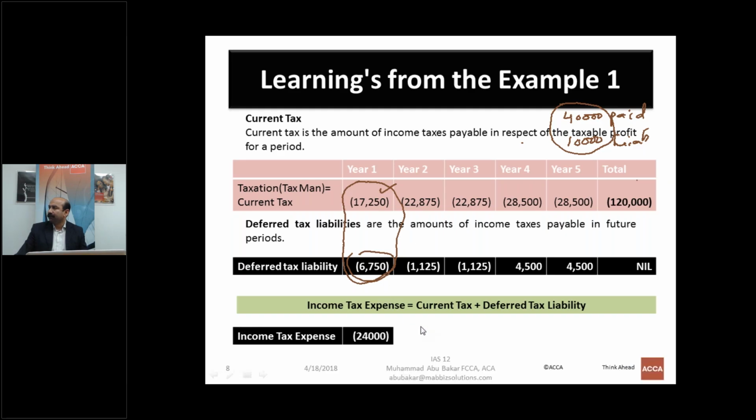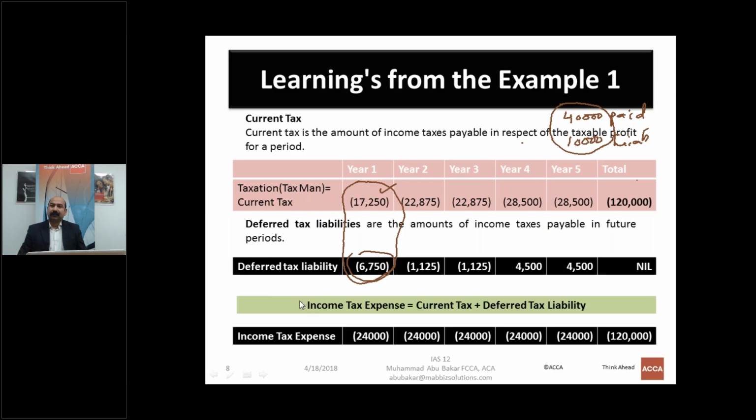Income tax expense 24,000, 24,000, 24,000, 24,000. So this will be your expense. In fact, the accountant's profit and loss account will show income tax expense as 24,000. This will debit income tax expense 24,000.